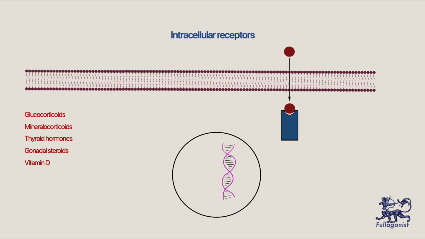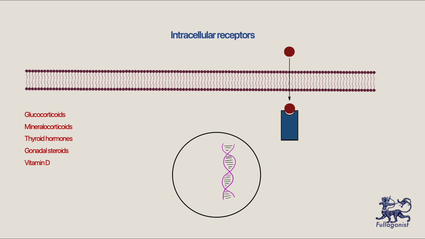Intracellular receptors are particularly for the lipid-soluble drugs and hormones, such as glucocorticoids, mineralocorticoids, thyroid and gonadal hormones, and vitamin D. As you remember from our previous conversation, a drug must be lipid-soluble to cross the membrane. Steroid hormones are made from cholesterol. They are very lipid-soluble. They cross membranes and enter easily in every cell. That's why they have intracellular receptors.